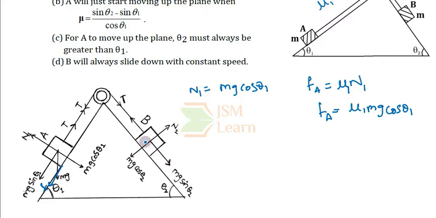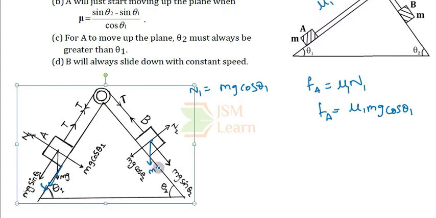Now, as block B is lying on the frictionless plane, there will be no frictional force generated. Block B also has its weight directed vertically downwards. When we divide the weight into two perpendicular components, mg sin theta 2 and mg cos theta 2, the mg sin theta 2 is directed down the plane. This force generates tension in the string, so the tension T is generated and transmitted over the whole string.